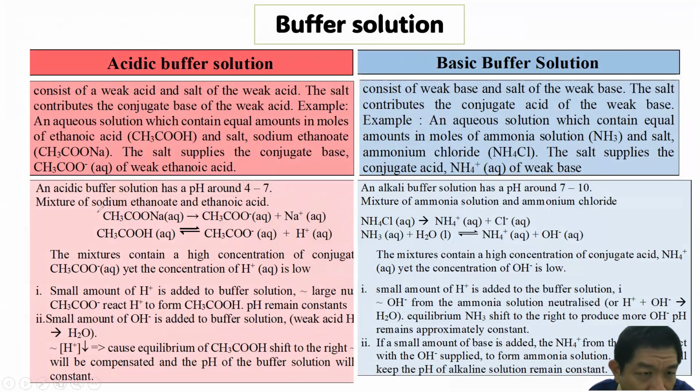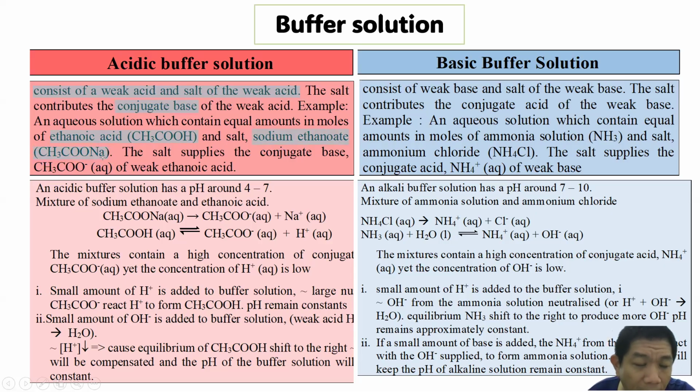An acidic buffer consists of a weak acid and the salt of the weak acid. So the salt contributes the conjugate base of the weak acid. For example, an aqueous solution containing ethanoic acid CH3COOH and the salt sodium ethanoate CH3COONa. The mixture of these two will form what we call a buffer solution.